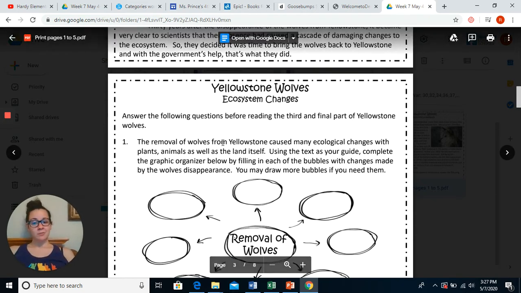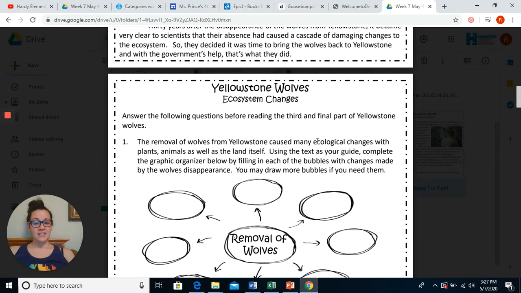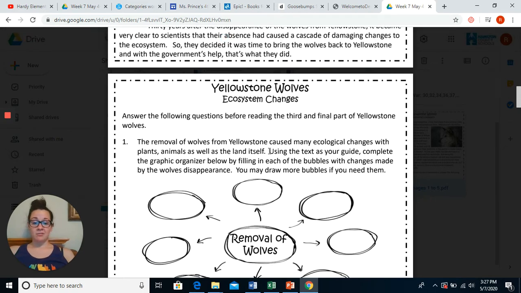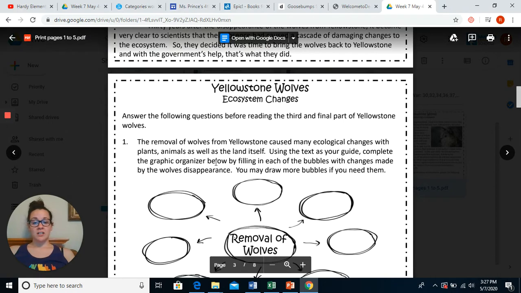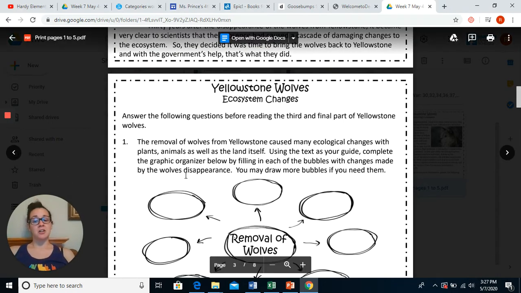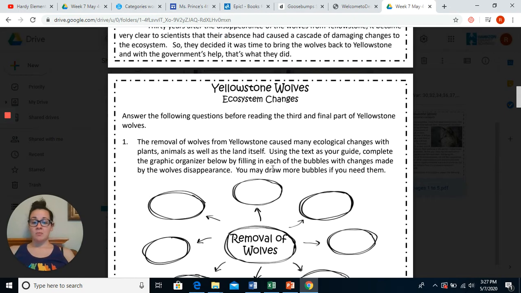The removal of wolves from Yellowstone caused many ecological changes with plants, animals, as well as the land itself. Using the text as your guide, complete the graphic organizer below by filling in each of the bubbles with changes made by the wolves' disappearance. You may draw more bubbles if you need them.